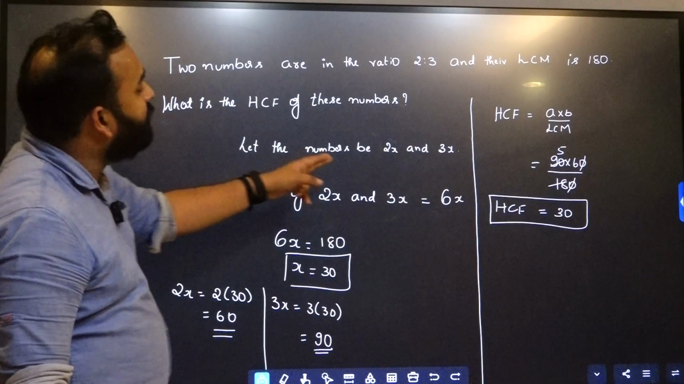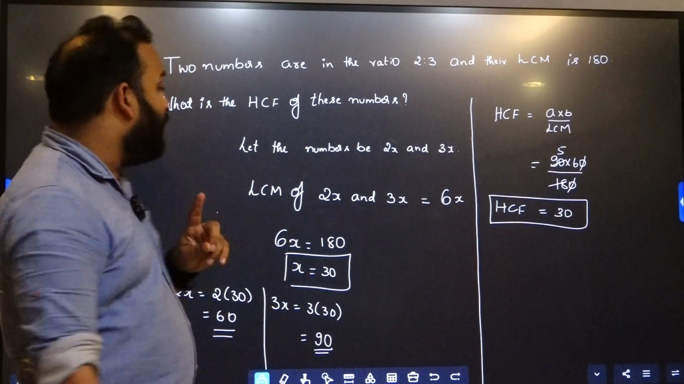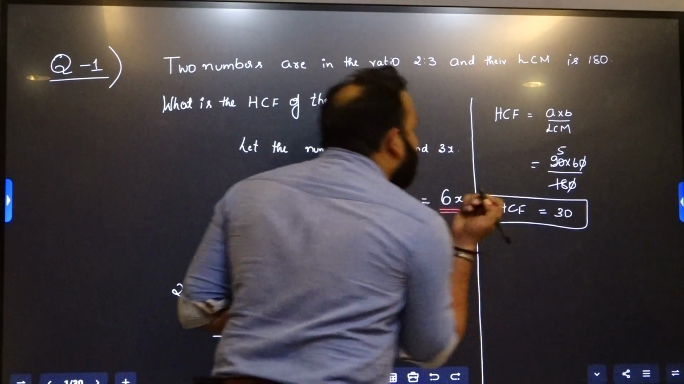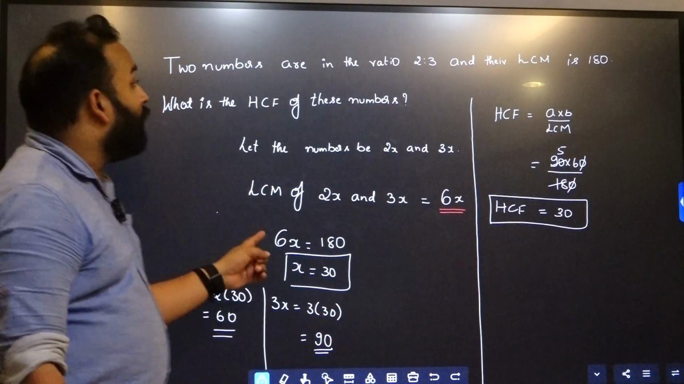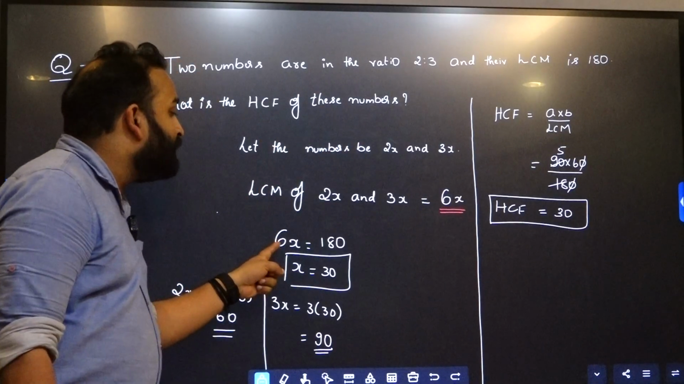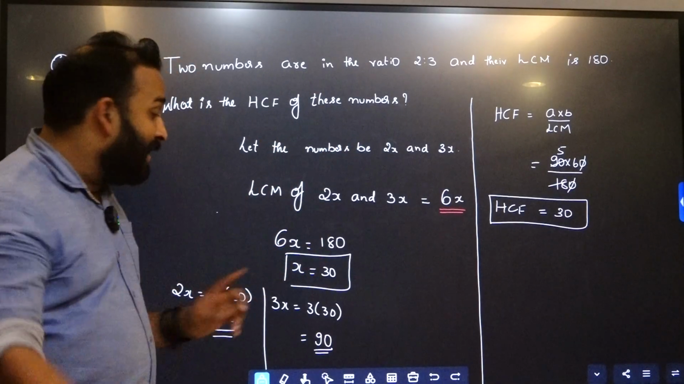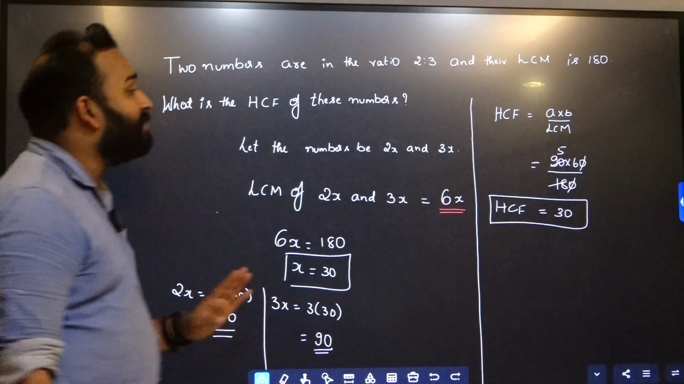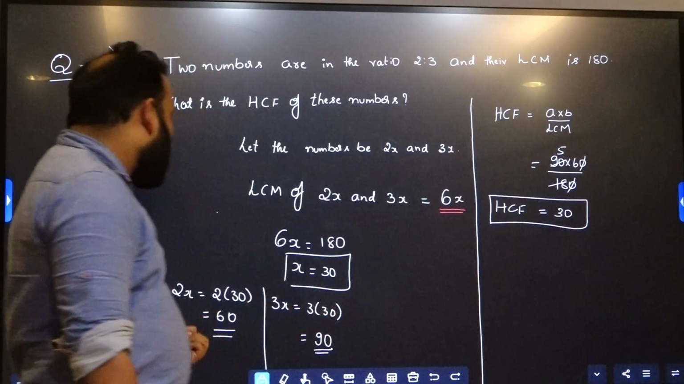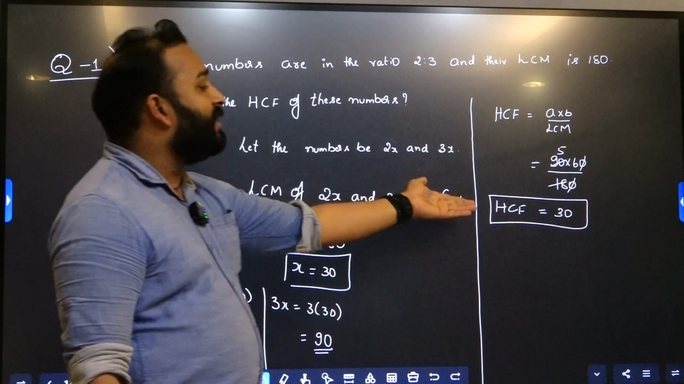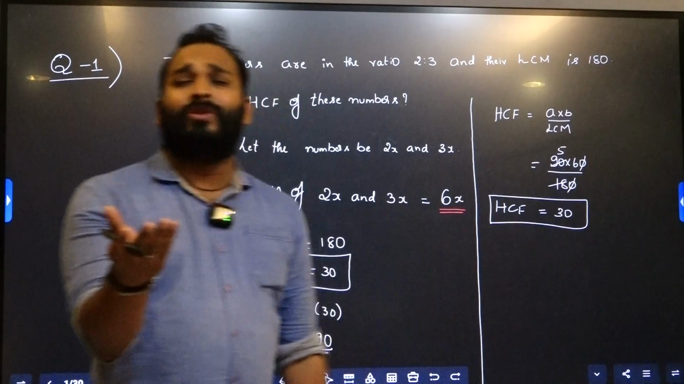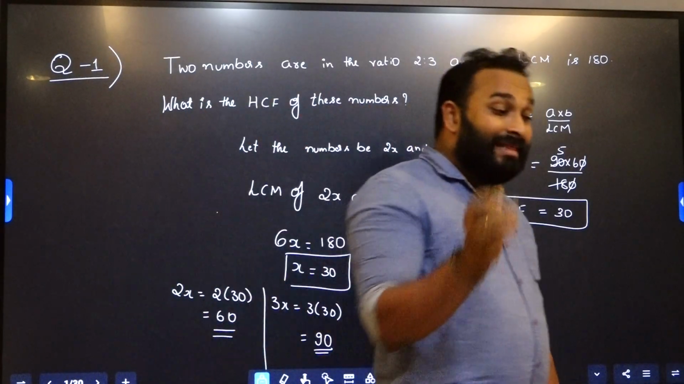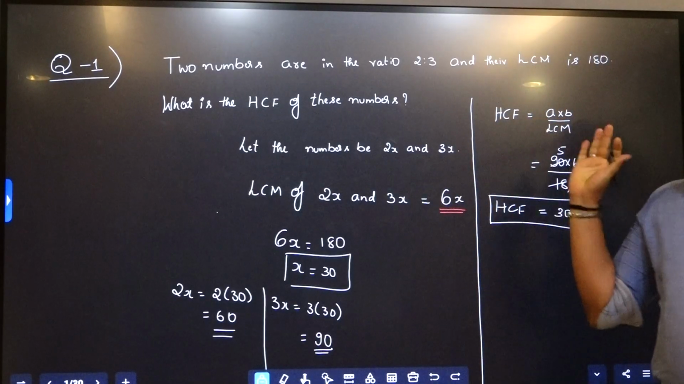So, let the numbers be 2x and 3x. Yes, agreed. LCM of 2x and 3x is what, children? We can get LCM of 2x and 3x as 6x. So LCM is given in the question. So LCM 6x is 180. Yes or no? Yes. x is 30. So you can easily write 2x as 60 and 3x as 90. The two numbers are 60 and 90, and the HCF you directly get as 30. We can also use the logic that product of HCF and LCM is always equal to product of two numbers. This is how we are going to solve these kind of questions.